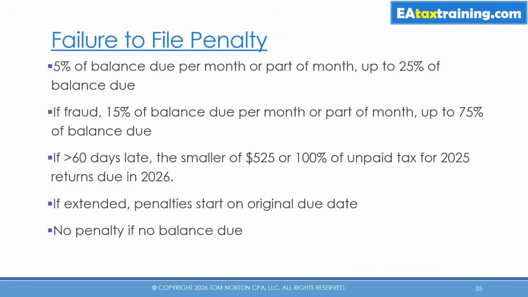If you get an extension, but you do not file by the extended due date, then the penalties start back on the original due date. So let's say you get that automatic extension to October 15th, but you don't file until December. The penalties are going to start on April 15th, not October 15th. Very importantly, all of these penalties that we're talking about here, this failure to file penalty, is based on the balance due. So if there is no balance due, if you've got a refund, or if it's zero, no amount owed, no balance due, then there is no failure to file penalty.